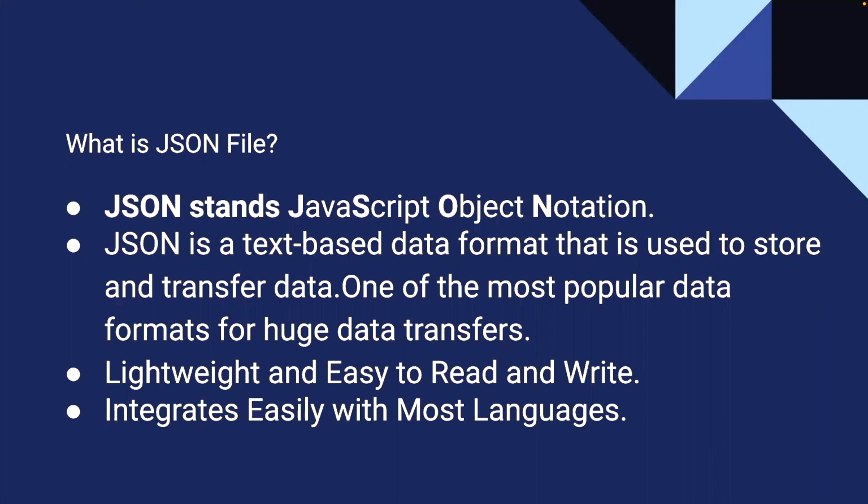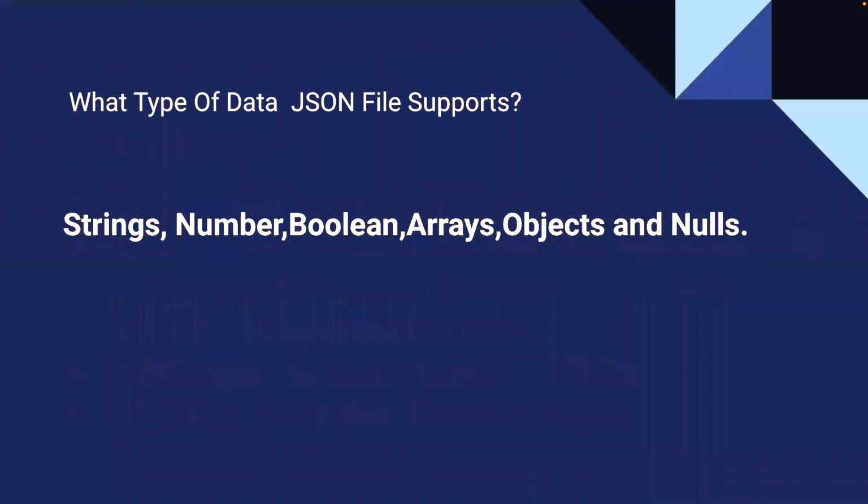JSON is a text-based data format that is used to store and transfer data, one of the most popular data formats for huge data transfers between the systems. It is lightweight and easy to read and write, and it easily integrates with most languages. JSON file supports the data types like strings, numbers, booleans, arrays, and objects, and it also holds null values.